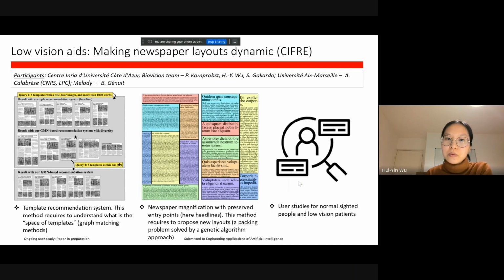And so here are some of the results of this work, where we can see that original newspapers can be magnified in different ways to allow the entry points, such as titles and content of the newspaper, more accessible for people who have problems accessing text.